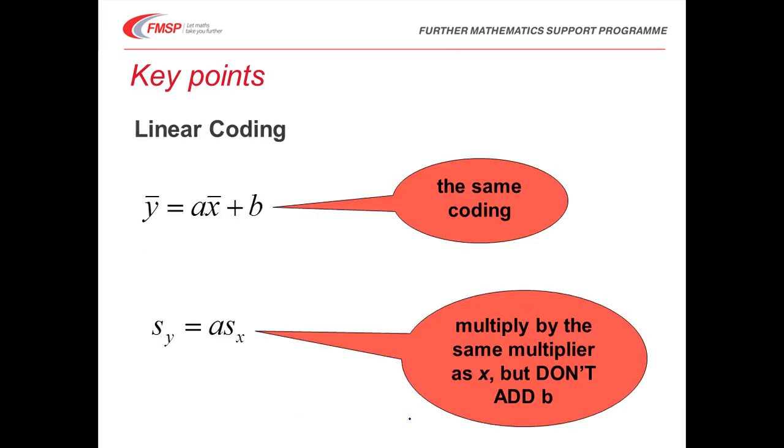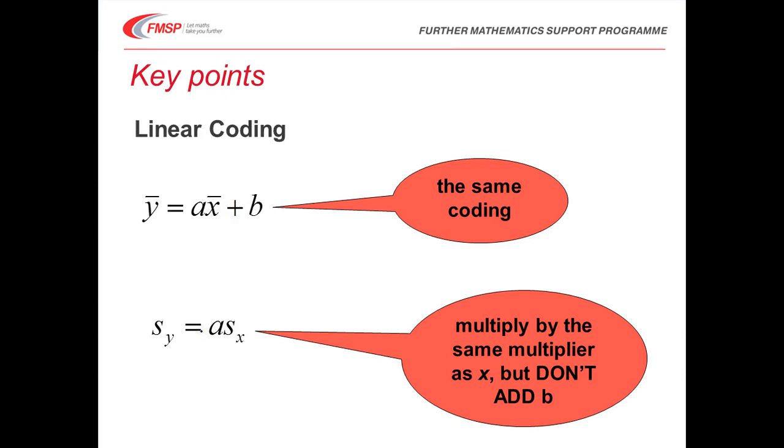Then we've got linear coding. If you multiply every item of data by something and add the same thing to each one, then you do exactly the same to the mean. But with the standard deviation, you do the multiplier, which will affect how spread out the data is, but you don't add B, because simply shifting all the data up by the same amount doesn't affect the spread.